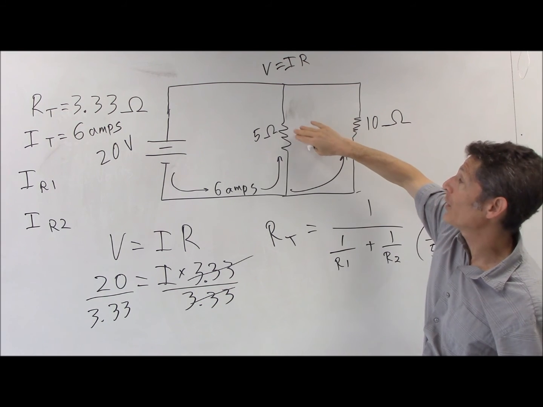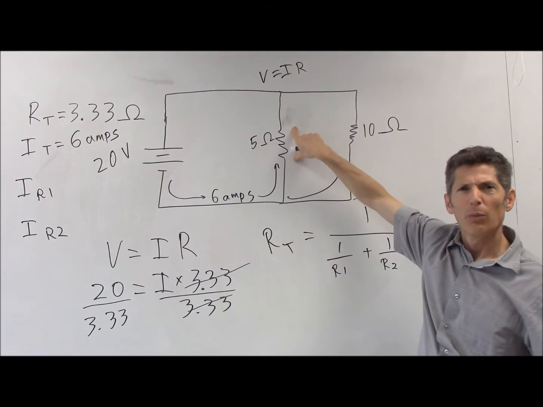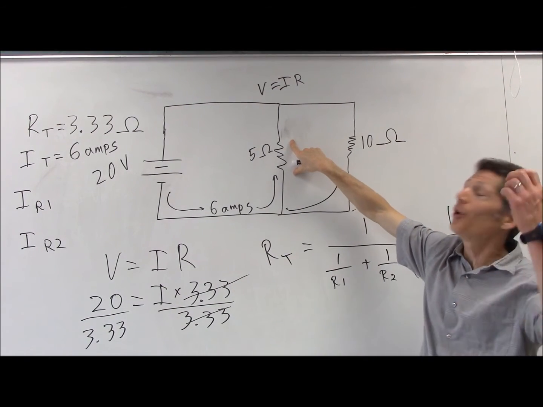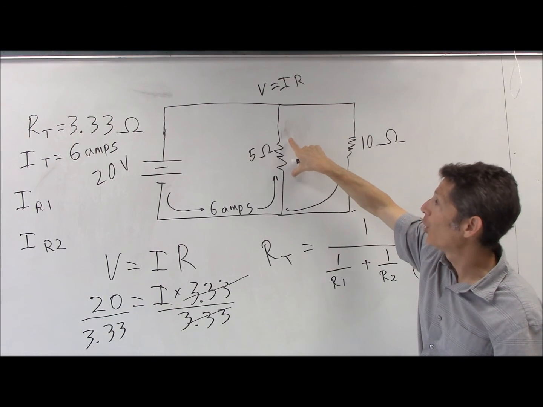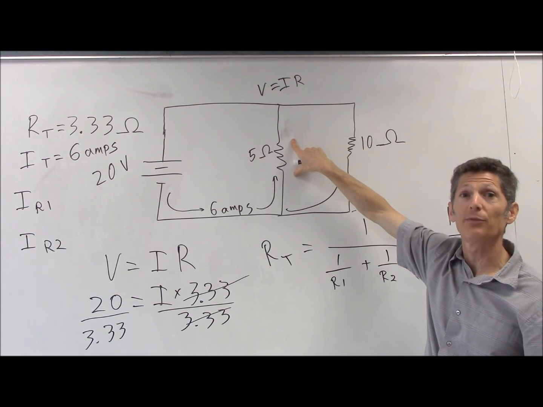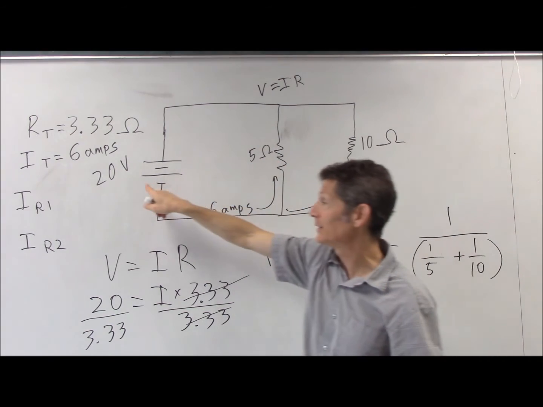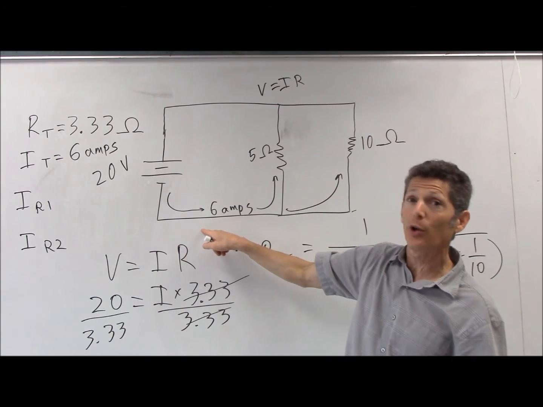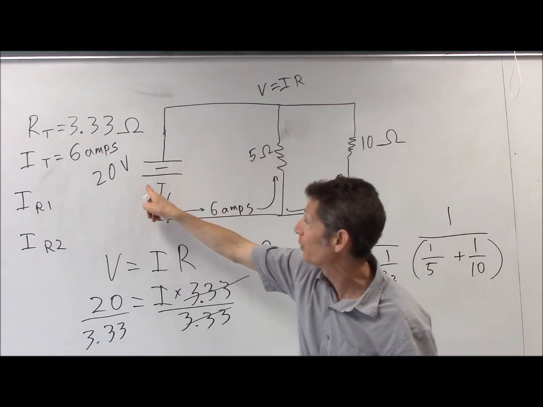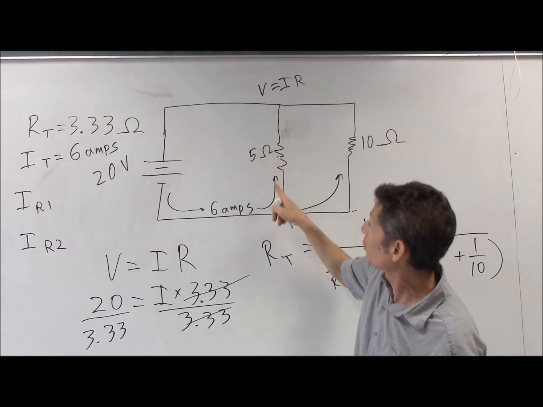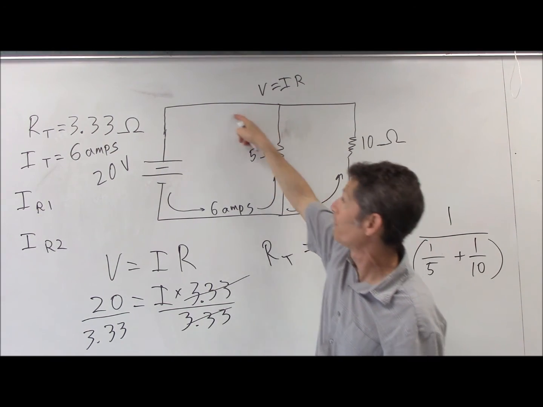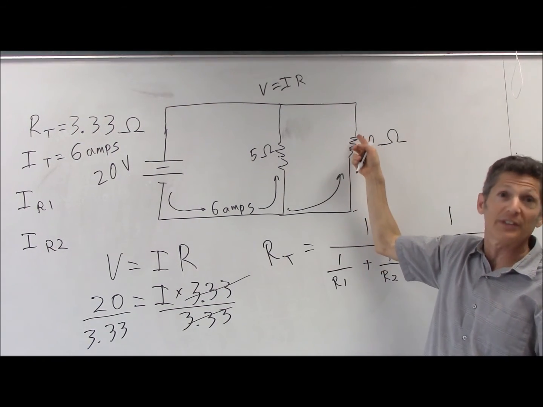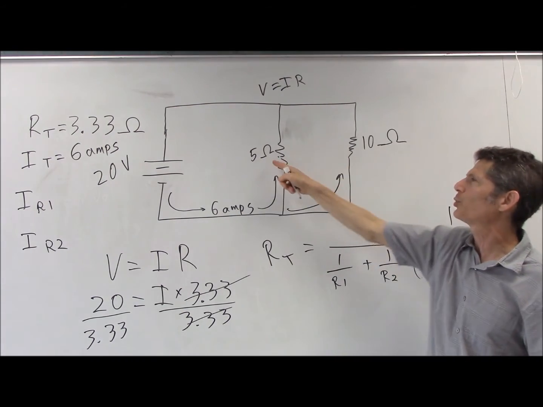Again, I'm looking for current here. I know R, but what's V? Well, it turns out that V, and you know this from class, the voltage drop across this resistor must be 20 volts. The reason is that every electron that leaves the battery with 20 volts of energy must lose all of its energy by the time it gets back home. So if it goes this way, it will drop all of its energy going through this resistor. If it goes through this branch, it'll lose all of its energy going through this resistor. It's a 20-volt drop either way it goes.